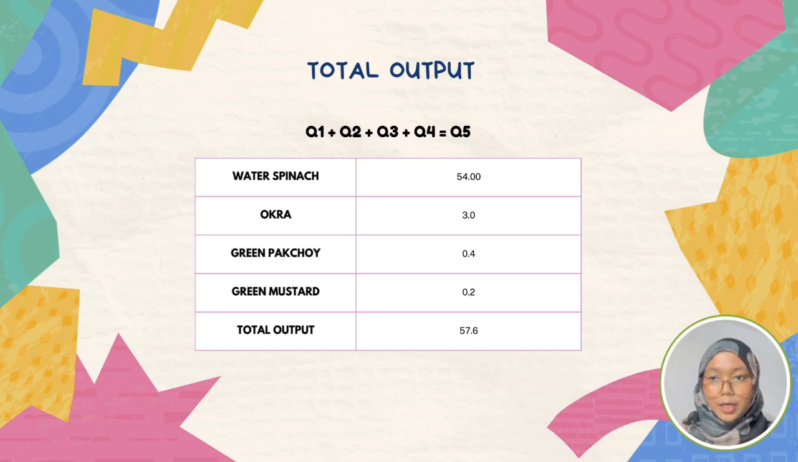Now, if we add up the quantities of all these vegetables, water spinach 54 kg, okra 3 kg, green pak choy 0.4 kg, and green mustard 0.2 kg, we get a total output of 57.6 kg. In summary, the total output of all the vegetables harvested amounts to 57.6 kg. This gives us an overview of how much product was produced overall.